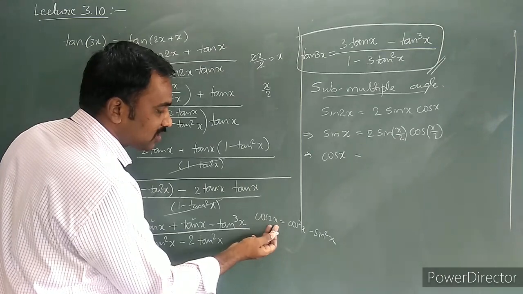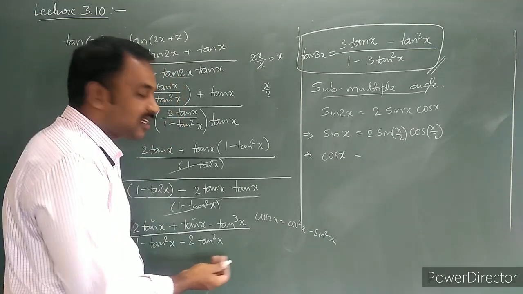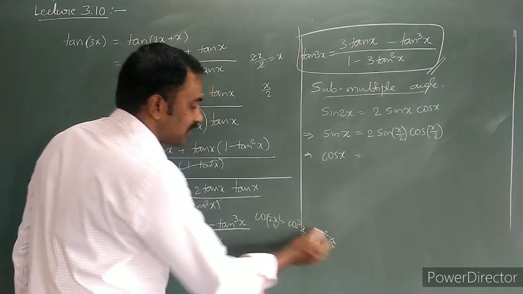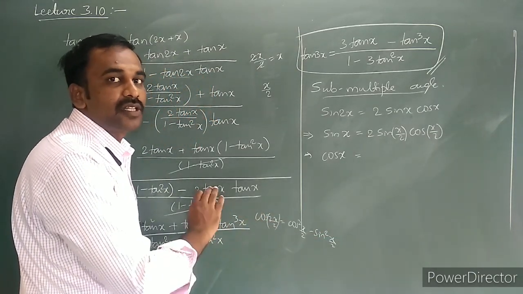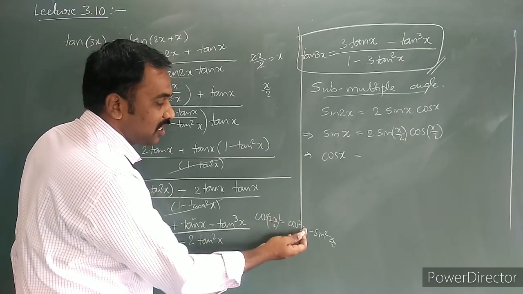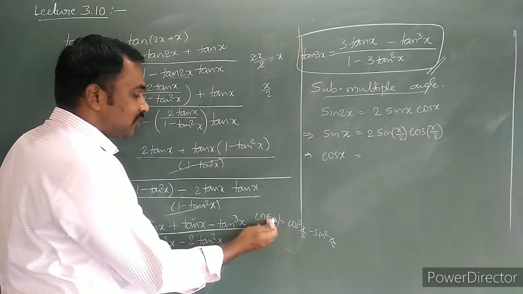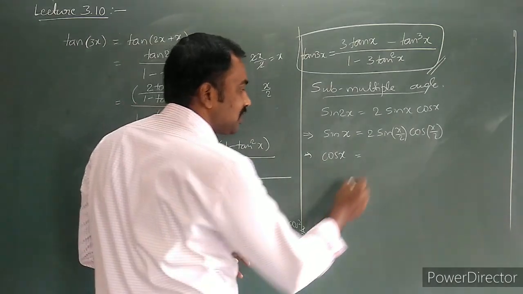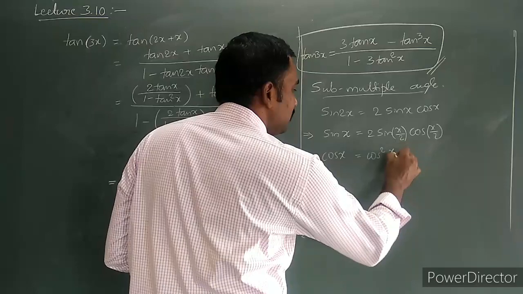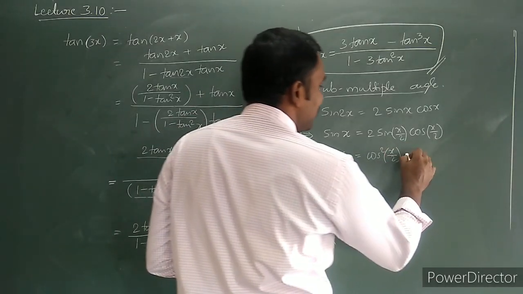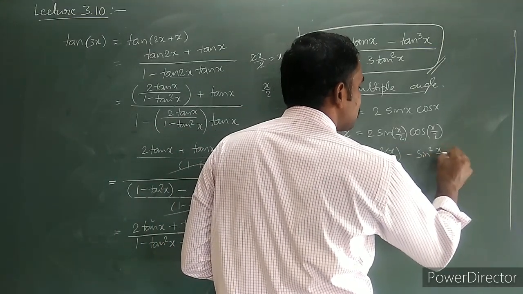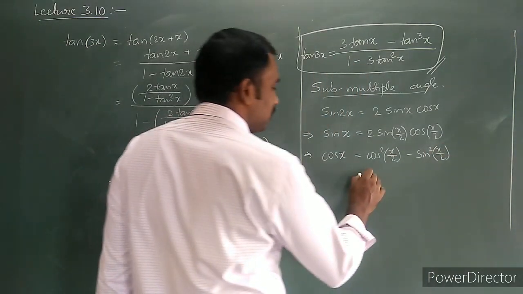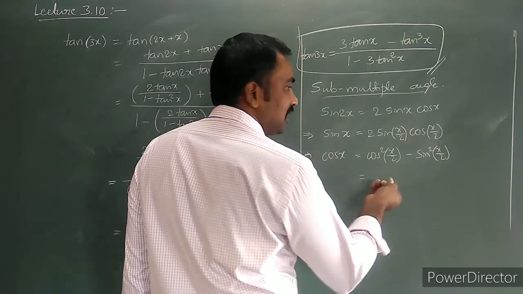Here the angle is 2x, and the right answer is only the angle x. 2x angle divided by 2 is angle x. Angle x by 2, divided by 2 for each angle. Half of this angle. What is the half of this angle? That is the cos of x. Next, half of this angle means what we get? Cos square of x by 2 minus sin square of x by 2. That's it.